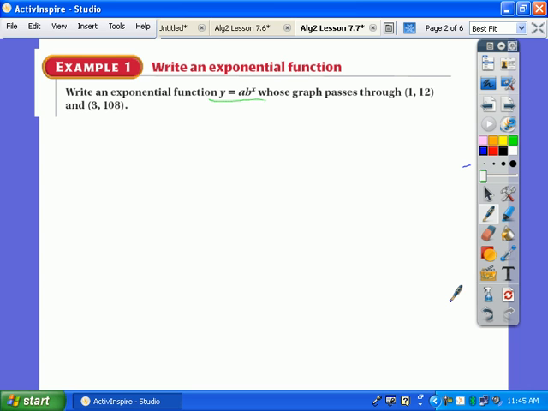Okay, so here's the goal. They give us 2 points, and they say there's an equation of a graph that goes through those 2 points. And it could be linear. We could make a linear line that goes through those 2 points, but they tell us that we want a graph that's an exponential function. So an exponential function should look like this.